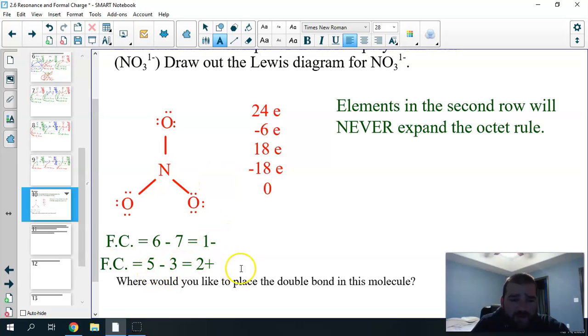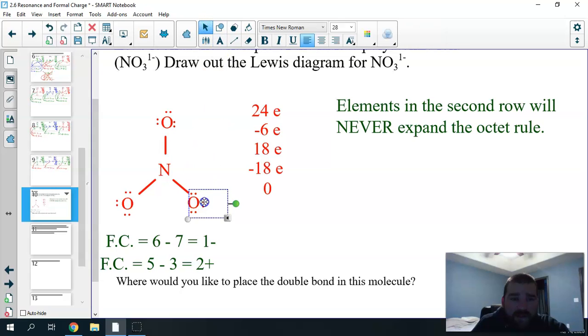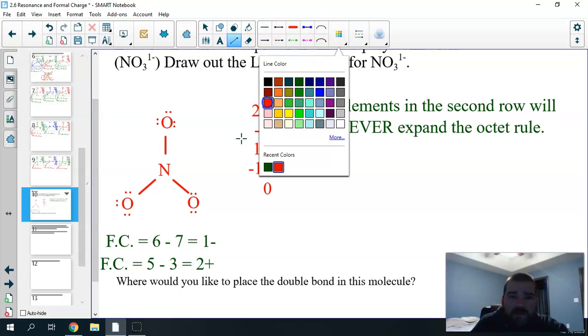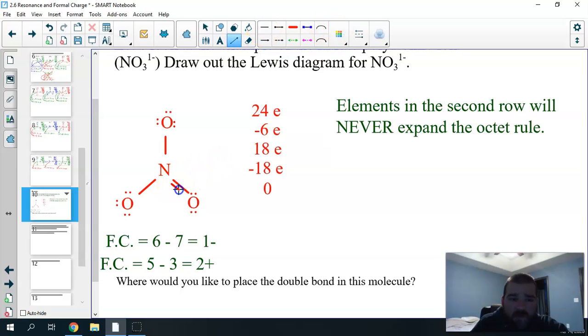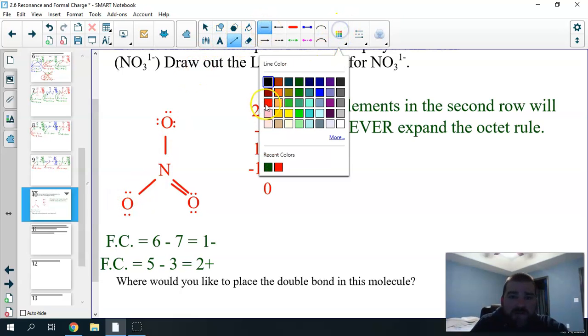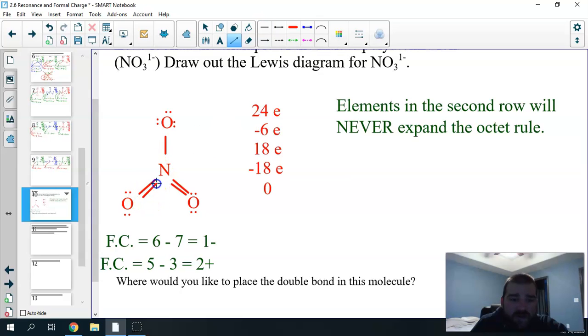In an ideal world, if you notice, the nitrogen right now is +2, the oxygen is 1 minus. In an ideal world, it would be great if we could make a double bond here. Well, that's not too bad. And then if we could make a second double bond, that would allow us to fix all of the formal charges.